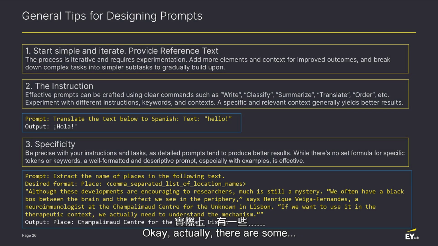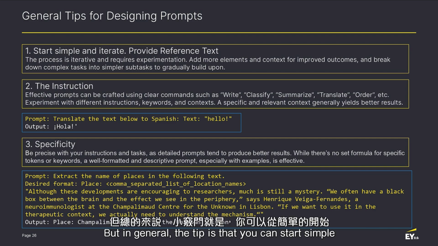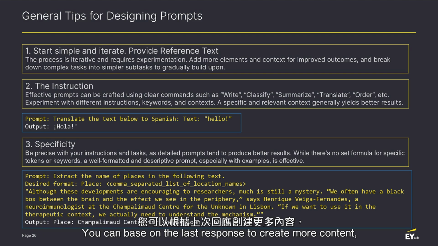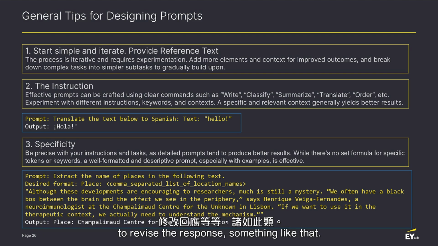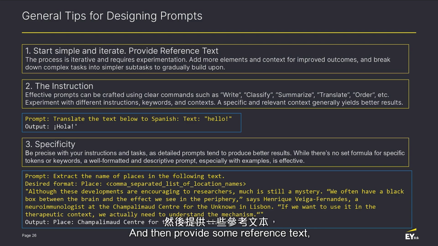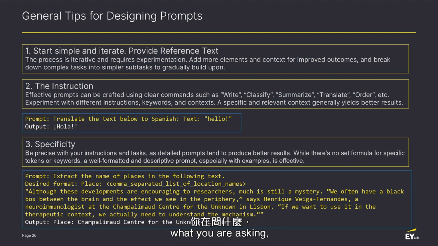actually, in short, the tip is to treat the poll like your most powerful assistant that can answer and do anything for you. That's the most direct way. But in general, you can start simple because you can iterate on the response. You can base it on the last response to create more content, to revise the response, something like that. So start simple and iterate. And then provide some reference text like the background, why you are writing, what you are asking, and let the chatbot understand what situation you would like to ask about.